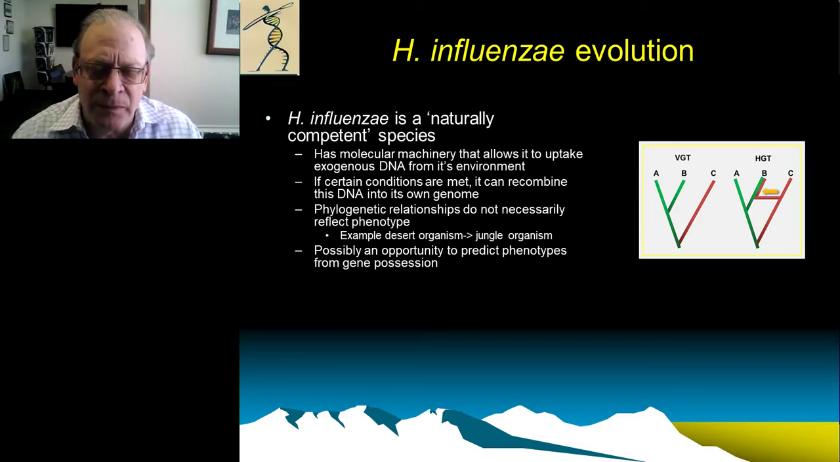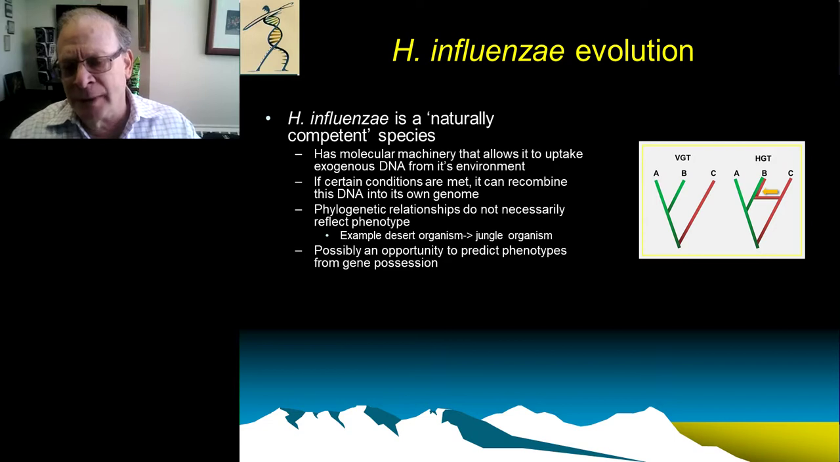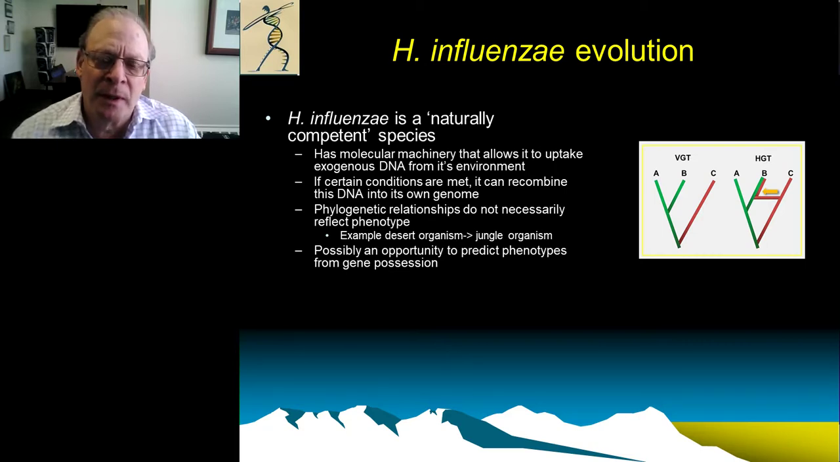So the image on the right-hand side here shows what happens when you get horizontal gene transfer. You would not expect B to have the trait that it does if you're simply using phylogenetics, but it picked the trait up by horizontal gene transfer from C. And so again, by looking at gene possession versus some sort of identifiable phenotype, it is possible to identify genes that are associated with that phenotype.